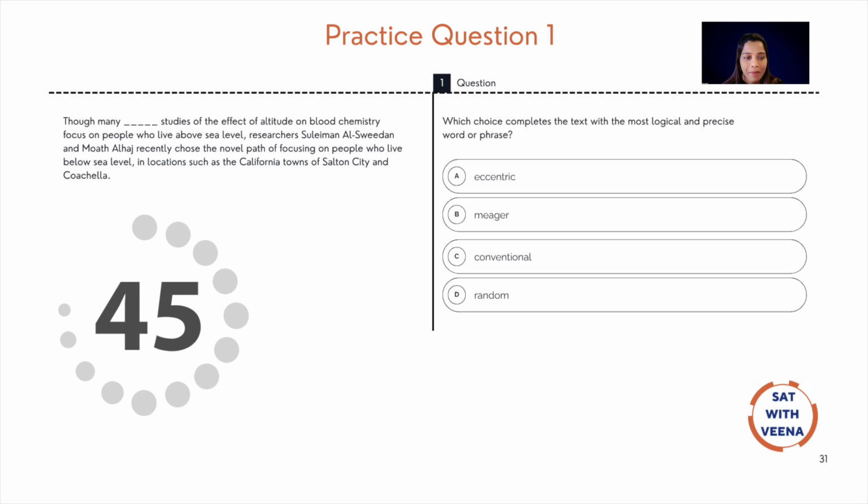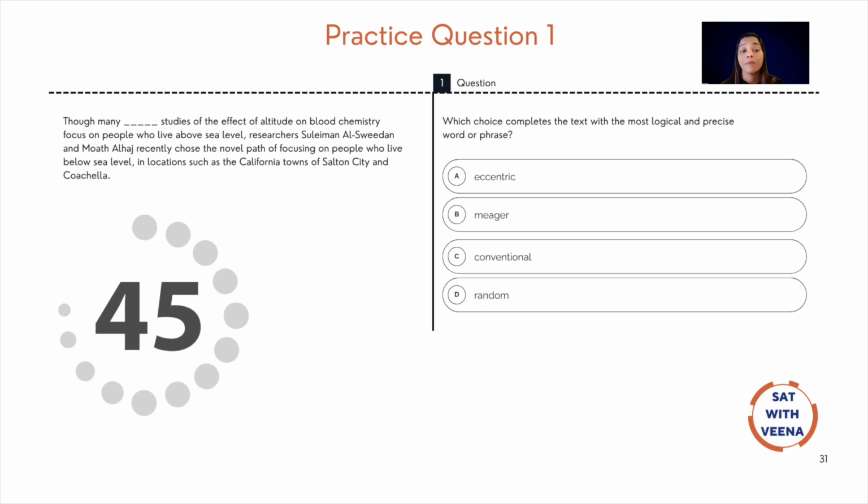All right, let's go step by step. Let's read the sentence. Though many blank studies of the effect of altitude on blood chemistry focus on people who live above sea level, researchers recently chose the novel path of focusing on people who live below sea level. So the clue words here are though and novel. Novel meaning something new or unusual. So the researcher's approach is described as different from the usual approach.